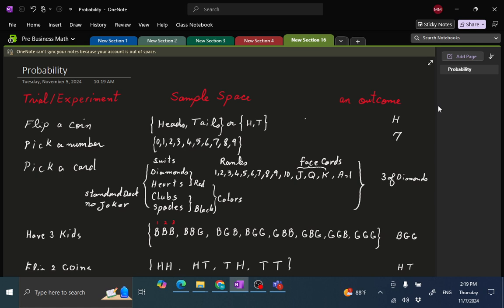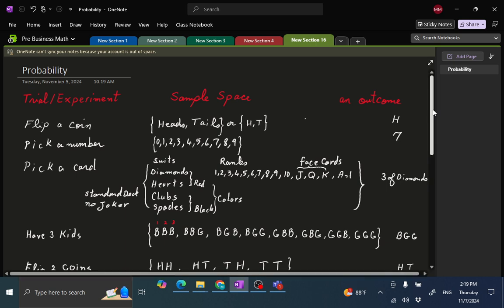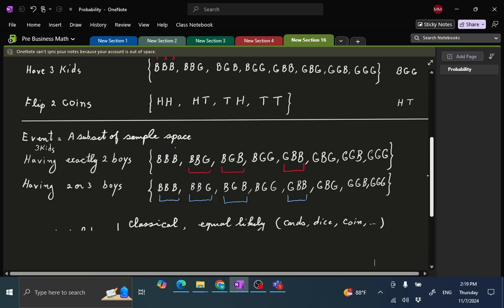Last time we talked about the concept of a trial or experiment, like flipping a coin, picking a card, and so on. Then we had the sample space, which was a list of all possible outcomes. And then we talked about the probability of an event. A particular subset of the sample space was called an event, and we talked about how to calculate its probability. Today we are going to do some exercise problems.